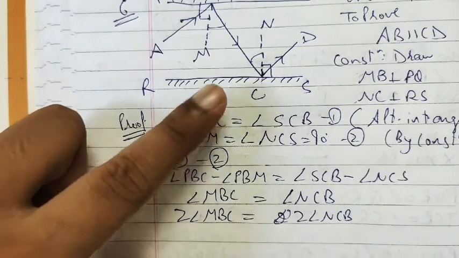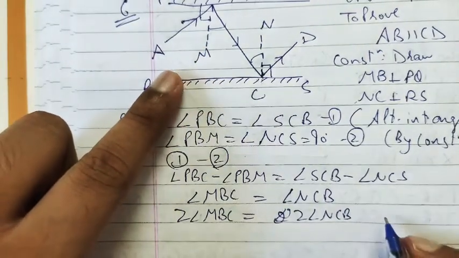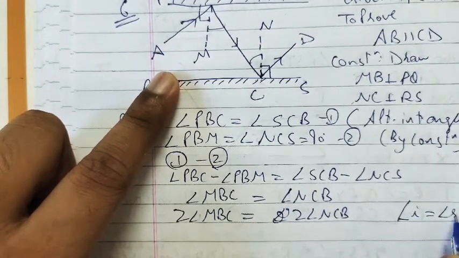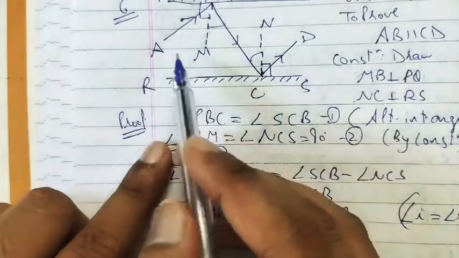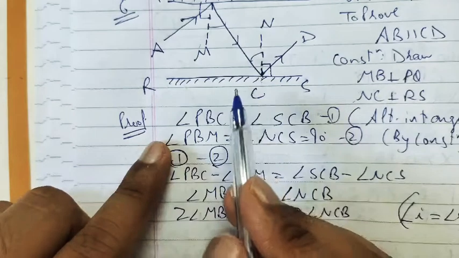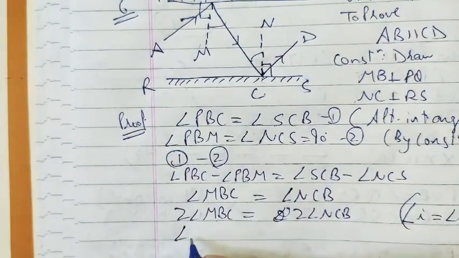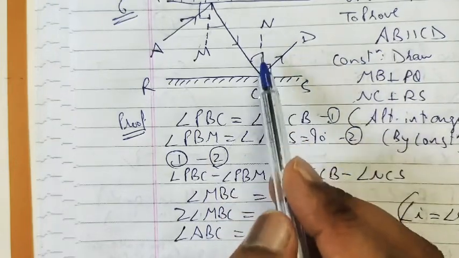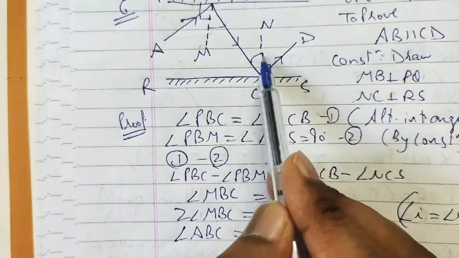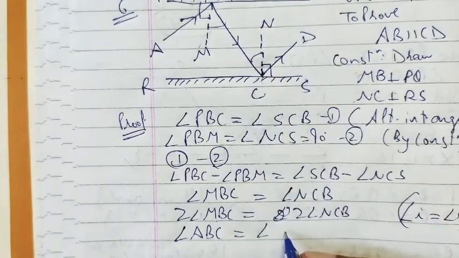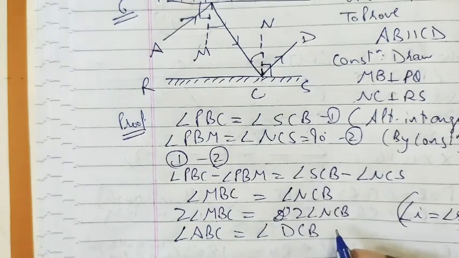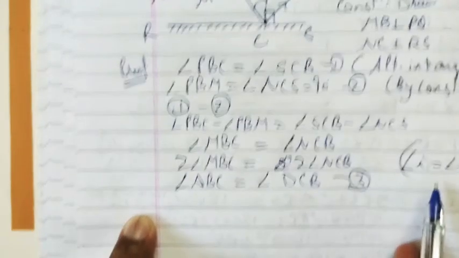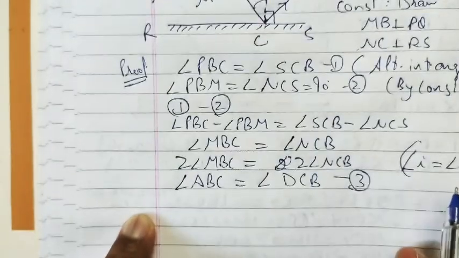Now we know that MBC is equal to MBA, as the angle of incidence is equal to the angle of reflection, right? So MBA is equal to MBC, so twice of MBC will be equal to angle ABC. Similarly, twice of NCB, twice of this angle, will be equal to this whole angle, which is angle DCB. Let it be equation third. Here we have used physics: the angle of incidence is equal to the angle of reflection, right?